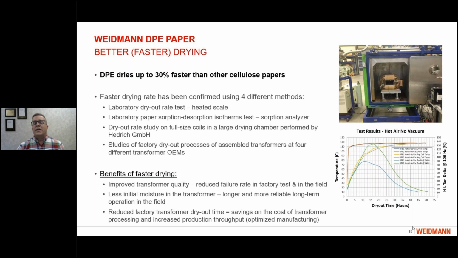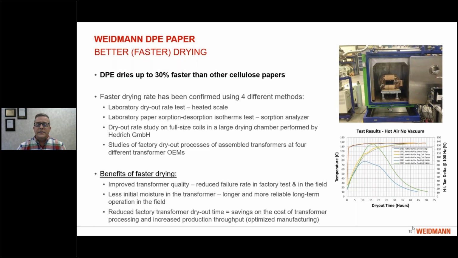So faster drying leads to potential quality improvements, lower failure rates in the factory, and less initial moisture to start with. The fibers that we use are generally drier to begin with than kraft, so there's less moisture to remove, and overall this could lead to potential productivity improvements, which, as we know, is important for the capacity of making these types of transformers. Anything that can be done to make more of them is definitely a good thing right now with all the growth we're seeing in renewable energy transformers.